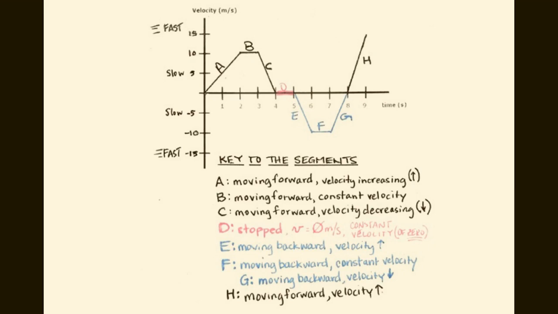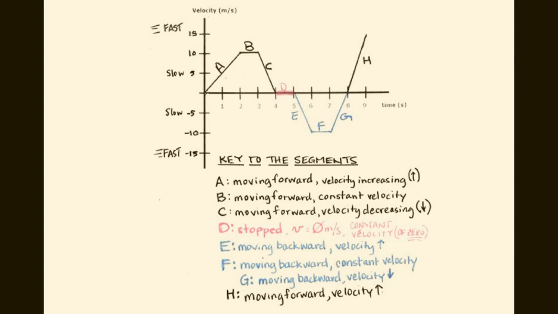In section F, the object is still moving backwards, but with a constant velocity of -10 meters per second from 6 to 7 seconds. In section G, the object continues to move backwards while decreasing its velocity from -10 meters per second at 7 seconds to 0 meters per second at 8 seconds.